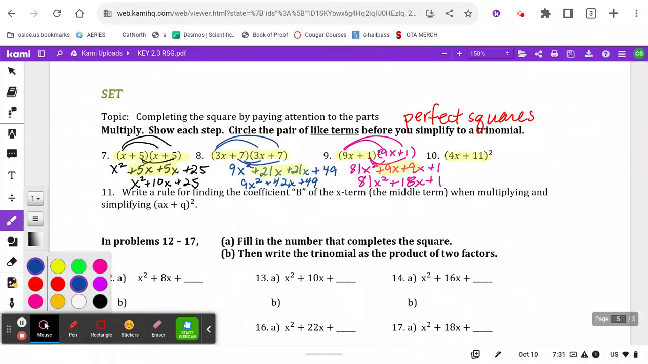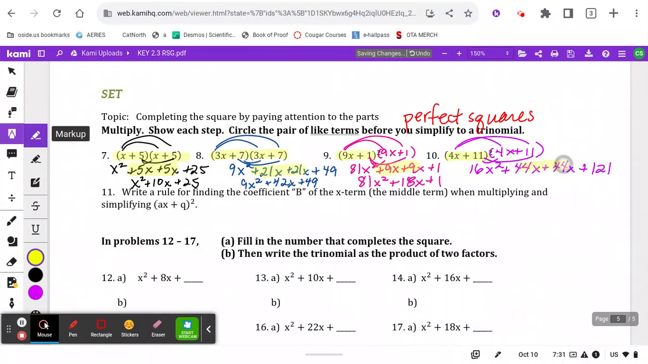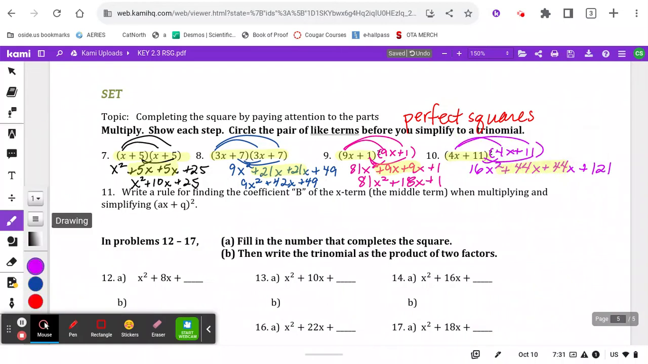And finally, that same thing happens on this last one, where it's like saying 4x plus 11 is happening 2 times. So now we multiply. 4 times 4 is 16x squared. 4x times 11 would be 44x. 4x times 11 again. Are you starting to notice the pattern of what keeps happening with these perfect squares? Did you notice that the middle term keeps being the same thing?